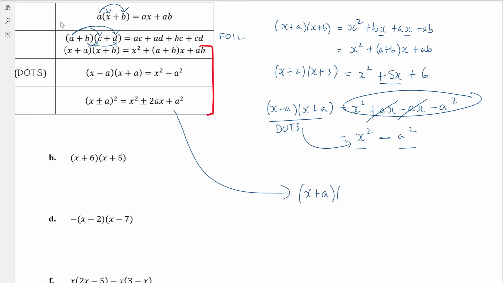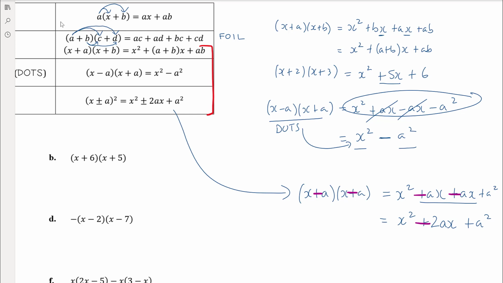If we have x plus a times x plus a, we get first terms x squared, outside terms plus ax, inside terms plus ax, and last terms plus a squared. And so we get x squared plus, these are like terms, ax plus ax is 2 lots of ax, plus a squared. And if it's a minus in the bracket, the only thing that will change when we expand out is we'll get minus ax and minus ax, so we'll be subtracting 2ax.